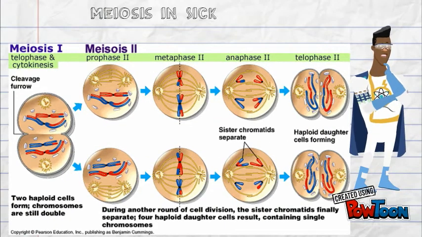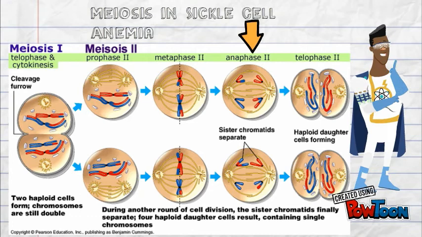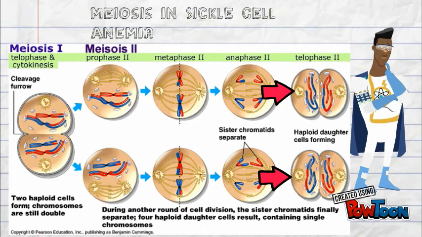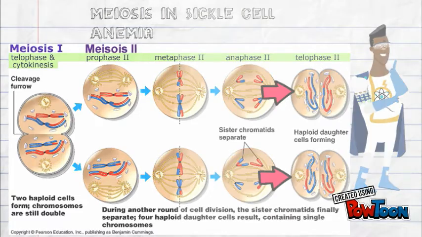In meiosis 2, the same thing happens as in meiosis 1, but centromeres divide and sister chromatids move to opposite sides during anaphase 2. This produces four haploid gametes, where each chromosome has one chromatid that has experienced recombination of genetic material, including the hemoglobin point mutation.